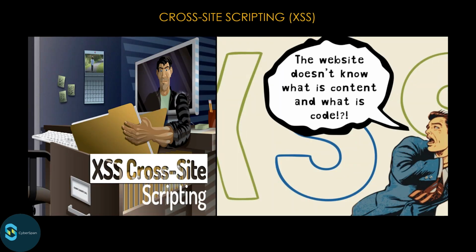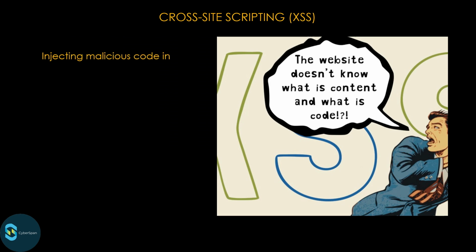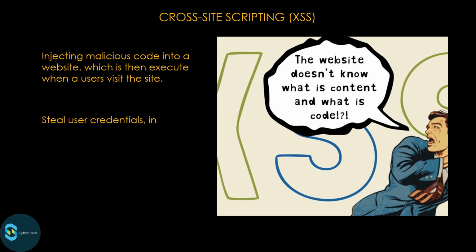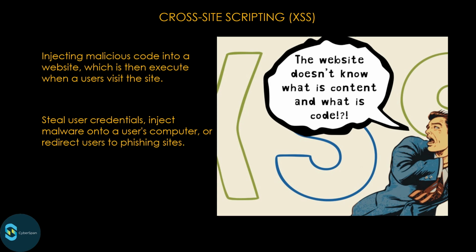Our next form of attack is cross-site scripting attacks. Cross-site scripting attacks involve the insertion of malicious scripts into a website's pages, which can then be executed by users who visit the website. This type of attack can be used to steal user credentials, inject malware onto a user's computer, or redirect users to phishing sites. There are various forms of cross-site scripting, including reflected cross-site scripting, stored cross-site scripting, and document object model-based cross-site scripting.